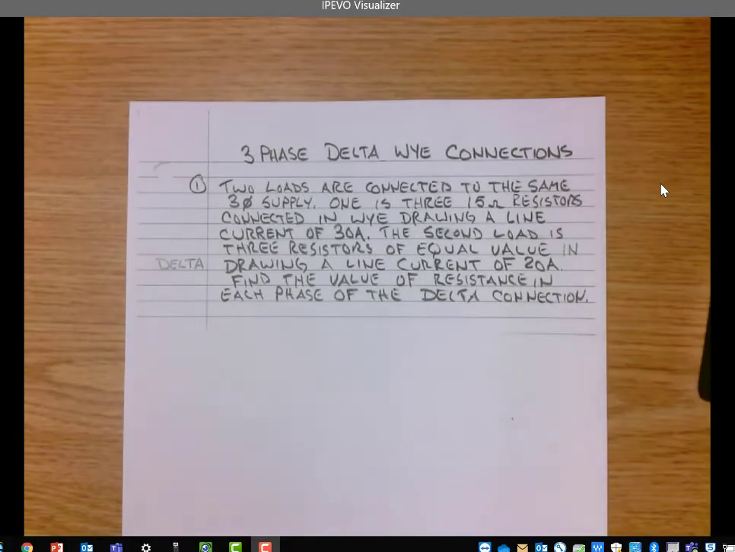Okay, now we are going to look at another style of a delta Y connection. In the problem we have two loads that are connected to the same three-phase supply. One is three 15 ohm resistors connected in Y, drawing a line current of 30 amps. The second load is three resistors where each of them are the same value, connected in delta, drawing a line current of 20 amps. Find the value of the resistance in each phase of the delta connection.